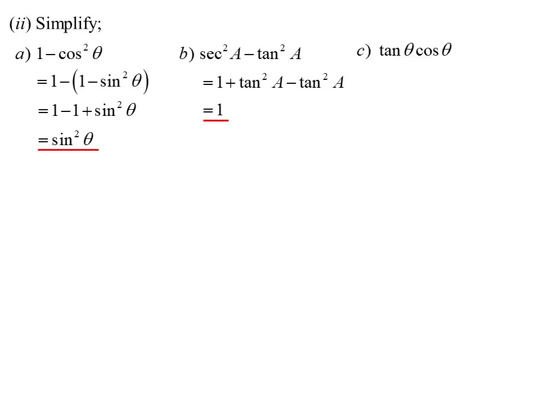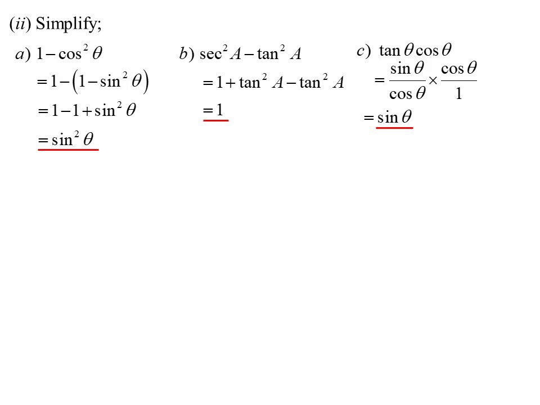I just get 1. Tan theta cos theta, oh, hang on, there's no squares there. So, all right, I'll just change everything into sine and coses and see what happens. So the tan I can change to sine on cos. Oh, look, the coses cancel. We get sine theta. So that's sort of the basic ideas for any trig identity question.